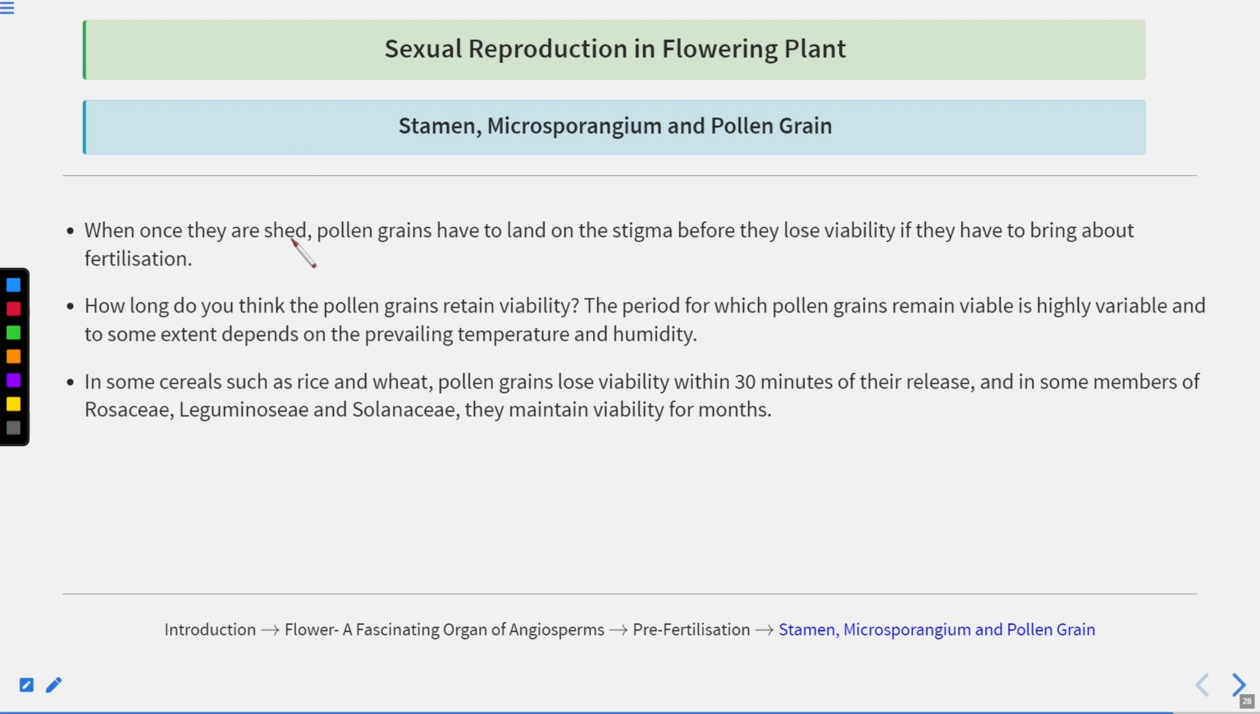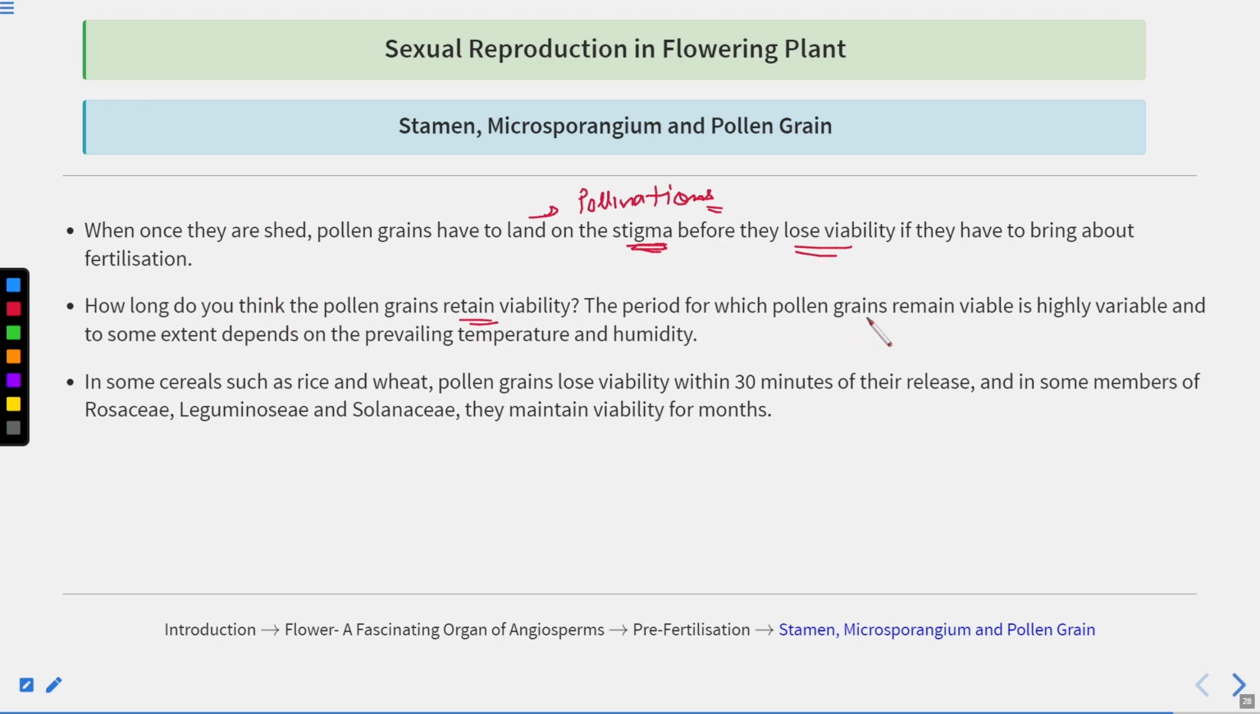Now, once they are shed, pollen grains have to land on the stigma. So this is known as pollination. The transfer of pollens from the anther to the stigma of the flower. Pollen grains have to be transferred to the stigma before they lose their viability. Clear?